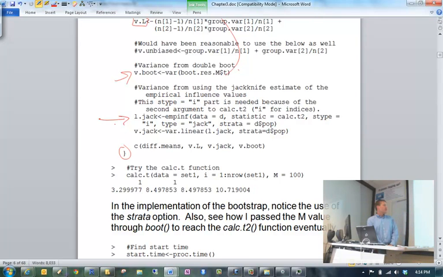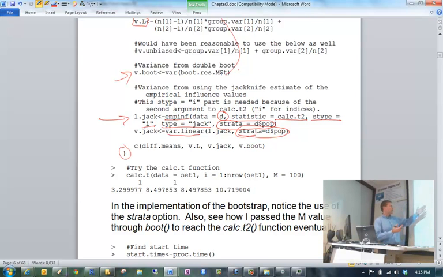So L.Jack is the estimates of empirical influence values with respect to the Jackknife. So EMP, INF again. My data is in D. Notice my statistic, calc.t2, stype equal I, because I'm working with indices, type equal Jack. And again, notice you see the strata argument. You can't forget that, because you need to tell R that you're doing this Jackknife with respect to you have multiple populations of your data. And then with my var.linear function, notice also I have to specify the strata argument.